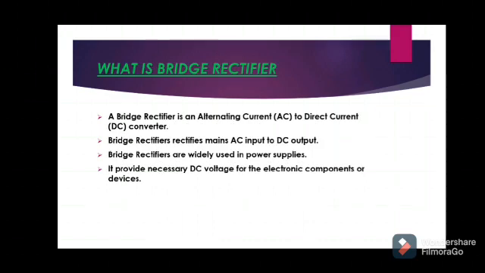A bridge rectifier is an alternating current to direct current converter. A bridge rectifier rectifies the main AC input to a DC output. Bridge rectifiers are widely used in power supplies. It provides the necessary DC voltage to electronic components or devices.